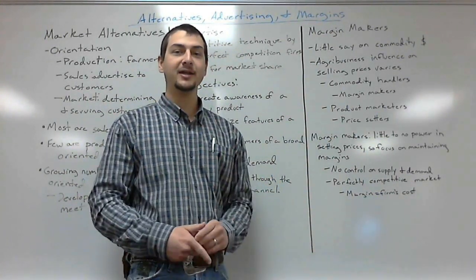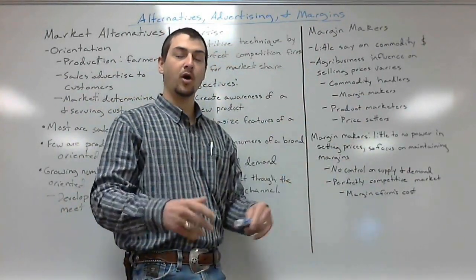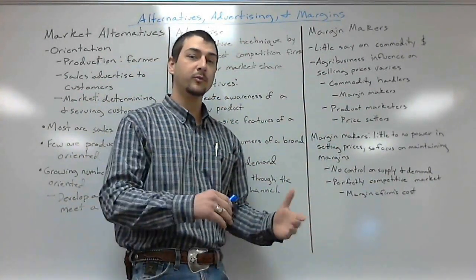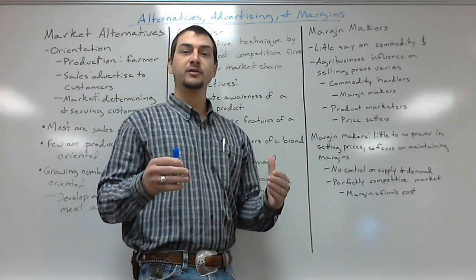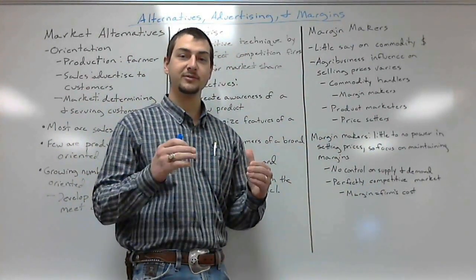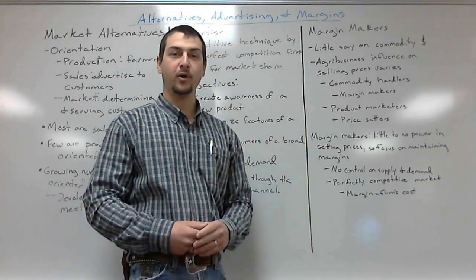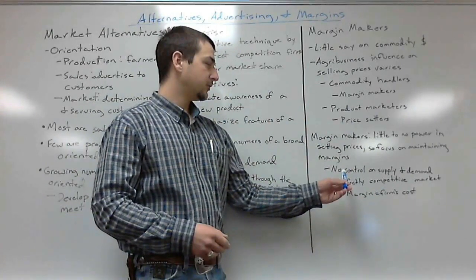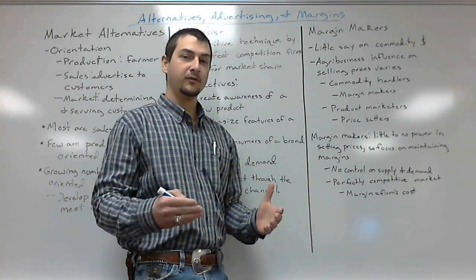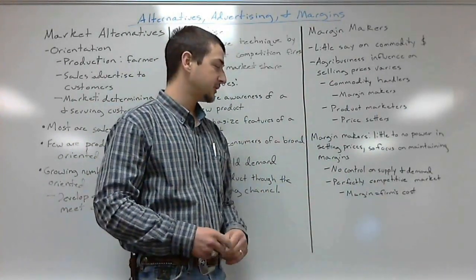Those that are commodity handlers typically become margin makers, and they're trying to set their margins, not really the prices of the products they're selling or buying, but rather maintain their margins. They try to keep their margins set in place, while commodity prices just fluctuate with the markets. These margin makers have no control on the supply and demand of that good. They have no control on these supply and demand forces.